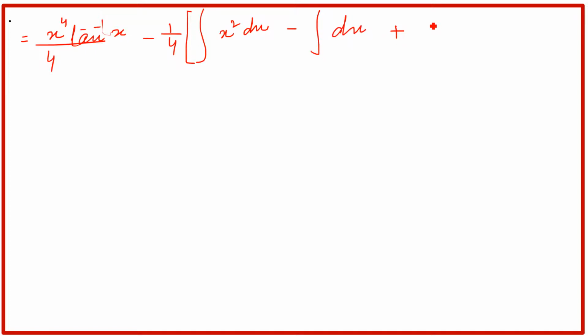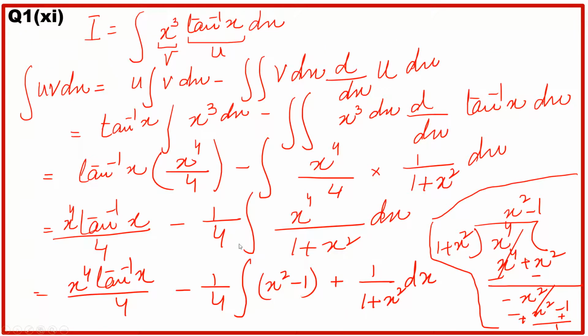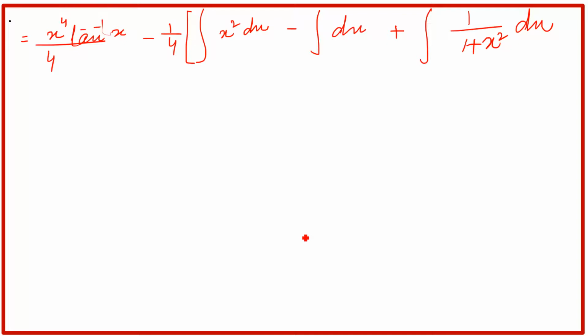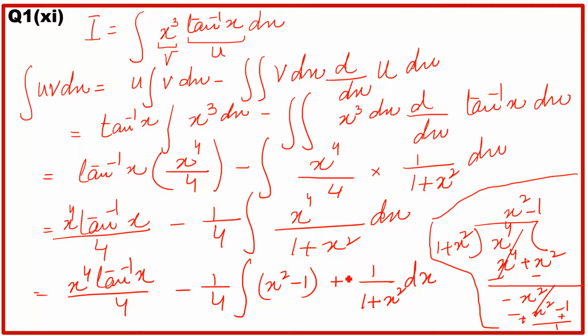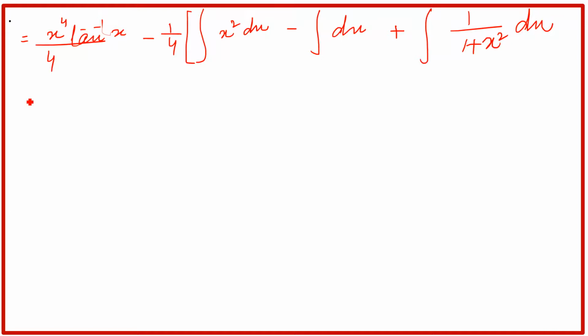How will we do it? The first part, which is x4 divided by 4, tan inverse x, remains the same, minus 1 over 4, and then the integral of x square dx minus dx plus 1 divided by 1 plus x square dx. See, this is 1 over 4, and 1 over 4 is multiplying all these terms. That is why we use this bracket here. And we will do separate integration of these three terms: x square, then minus 1, and plus 1 over 1 plus x square, like this. So it remains the same.